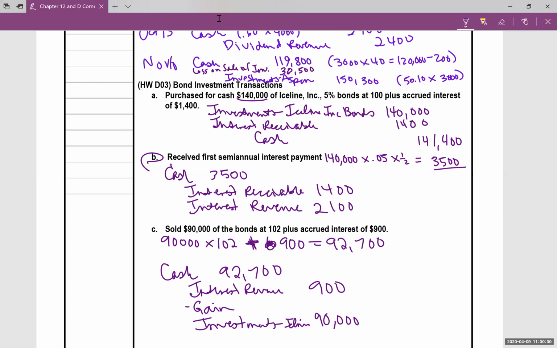So once you take all these numbers into account, what was the gain? So 900 was the interest revenue, 90,000. So you have this 92.7. The gain happens to be 1,800, and the account is gain on sale of investment. Okay.